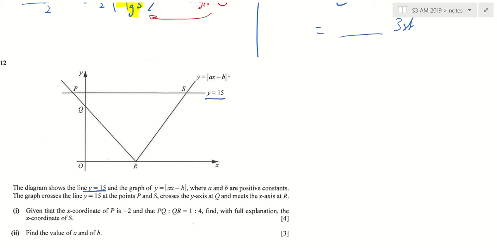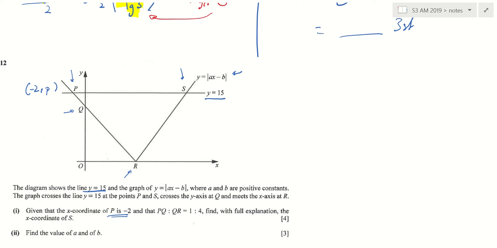Then there's one more graph that is a modulus graph. Then it crosses at P and Q, P and S, right? You saw P, you also saw S. It cuts the y-axis at Q and then cuts the x-axis at R. Okay, everything labeled. Very good. But the -2 is not labeled. He says the x-coordinate of P is -2. So can you write down -2, comma, there's a blank, right?